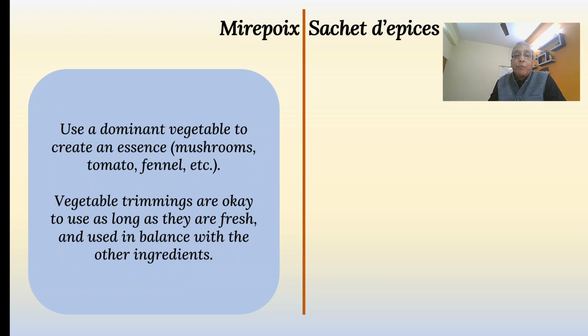Use a dominant vegetable to create an intense flavor, like mushroom, tomato and fennel, in the stock. Vegetable trimmings are okay to use as long as they are fresh. Remember, this is underlined every time, and used in balance with the other ingredients.